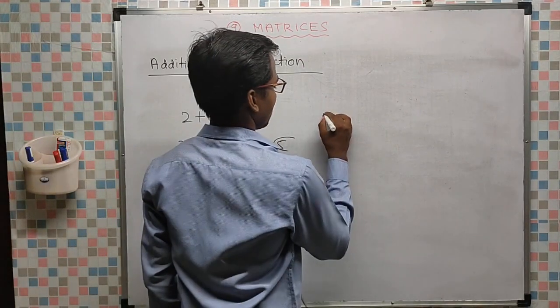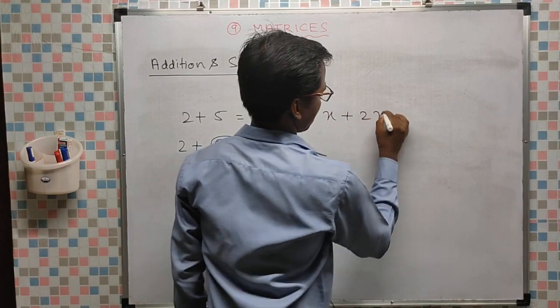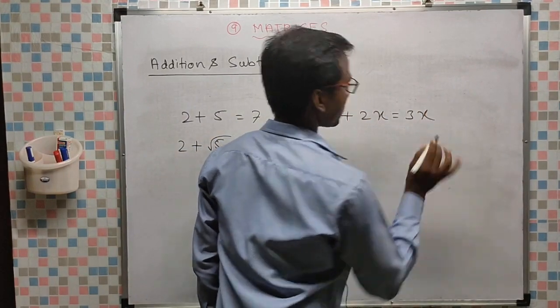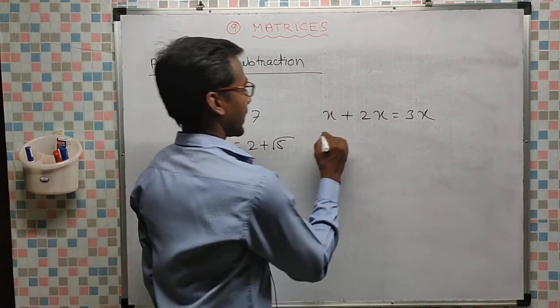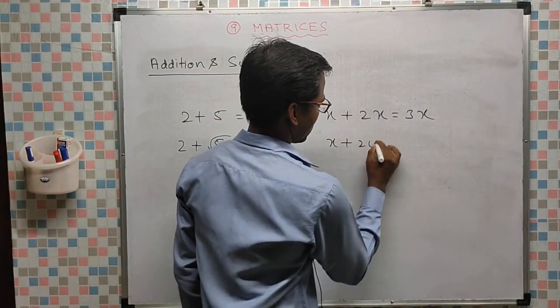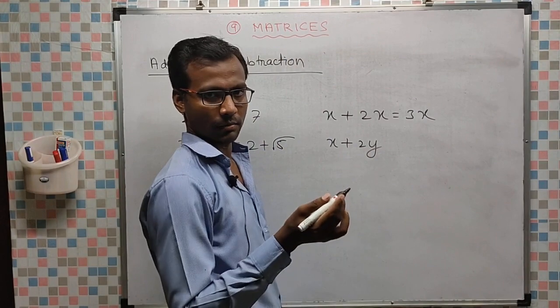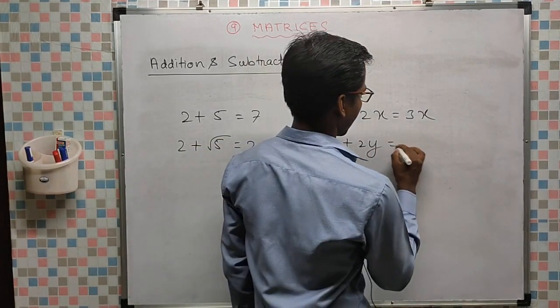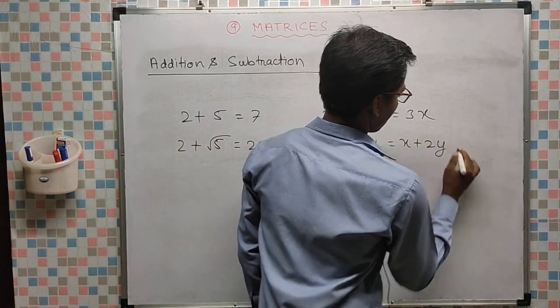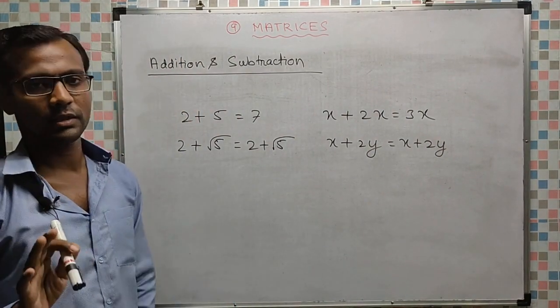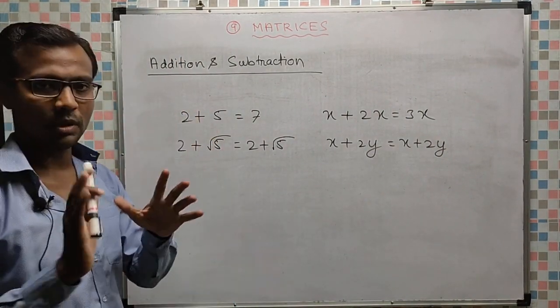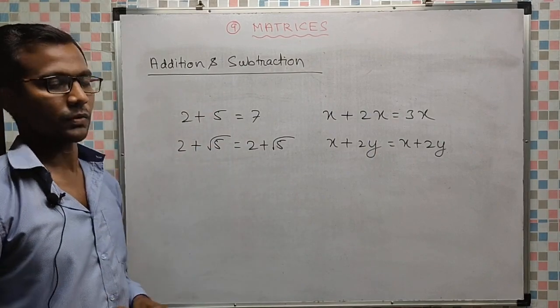Another example, x plus 2x gives you 3x. x can be added to 2x. But x cannot be added to 2y. You cannot add them. x plus 2y will remain x plus 2y only. That means only like terms can be added. You have studied this in the number system. And there should be some rule in addition and subtraction of matrices also.